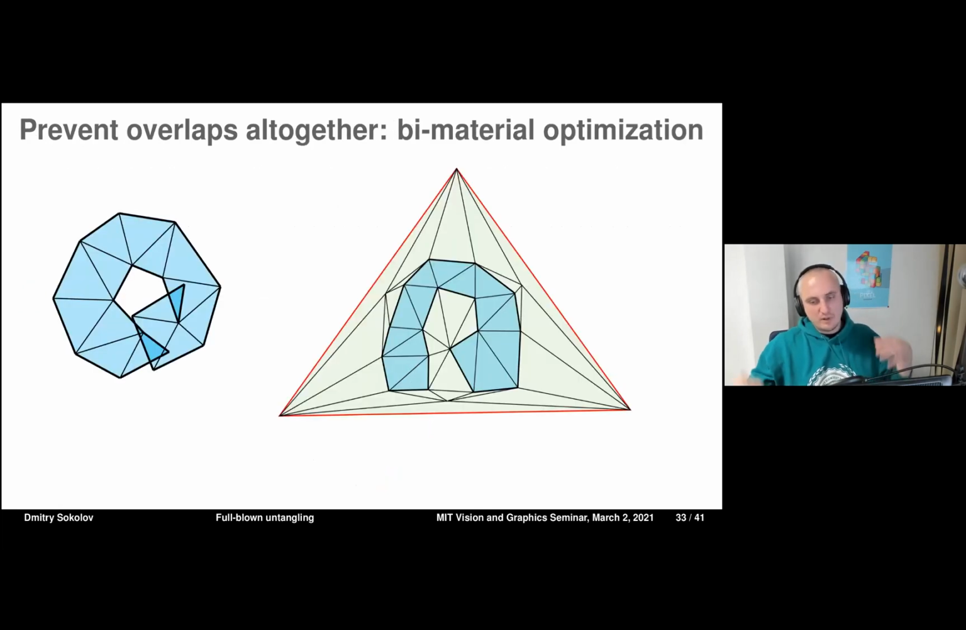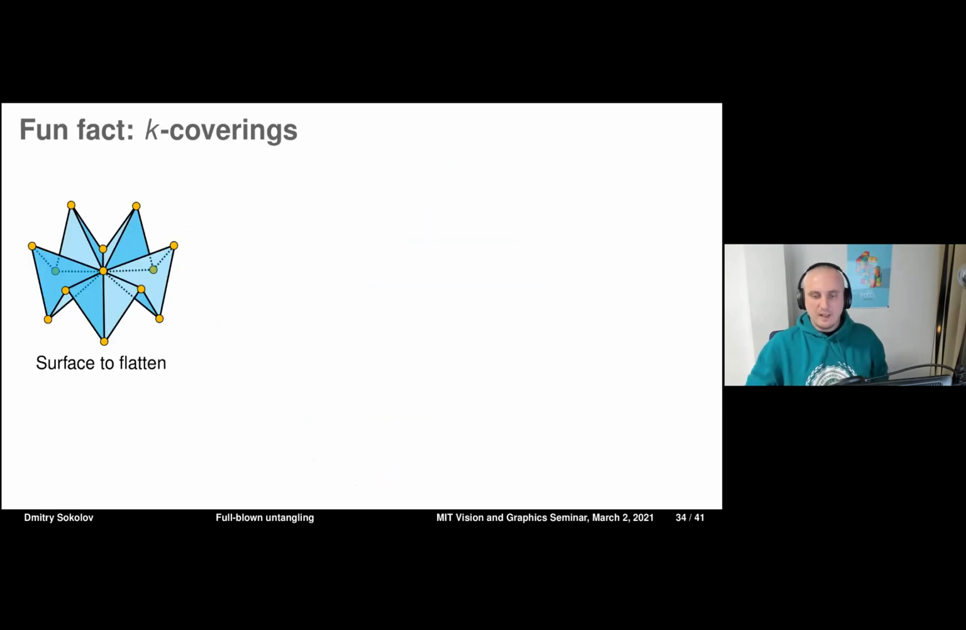Well, it's possible to avoid all overlaps altogether by embedding our shape to optimize into an outer triangulation and performing a bimaterial optimization. In this case, no problems. Both the global and fold-2 coverings are prohibited by the fact that the outer material must not have inverted elements. If a bimaterial optimization is not an option, we may need another thing to ensure local invertibility of a map.